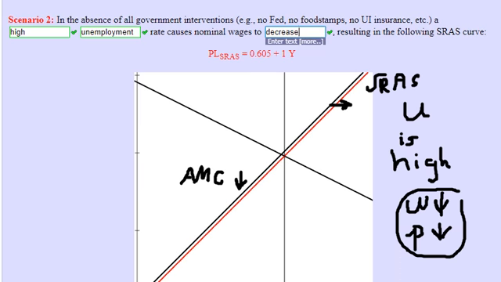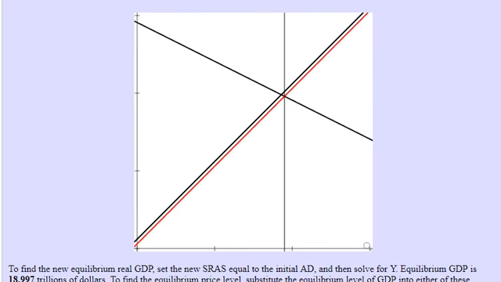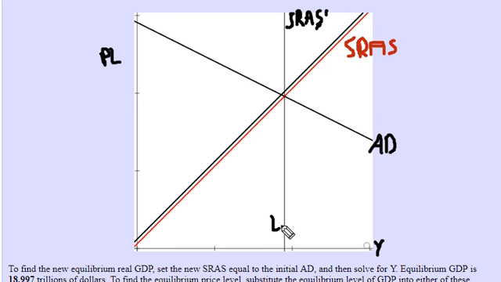Okay? So let's go ahead and label the diagram. Again, this is the price level, right? Price level, GDP, aggregate demand. The first one is short run aggregate supply, right? Scenario 1. The other one is short run aggregate supply 2. And then the vertical line, this right here is long run aggregate supply, right?